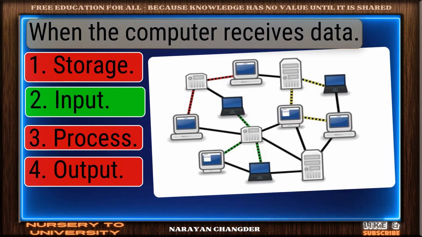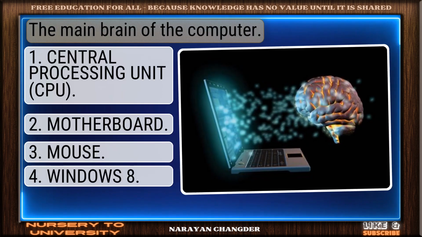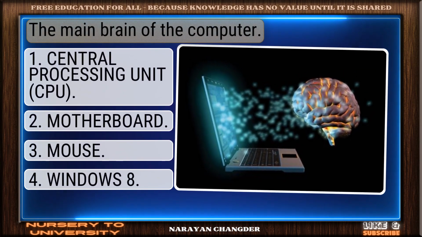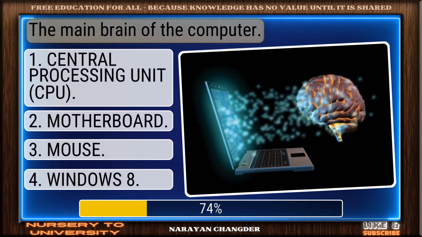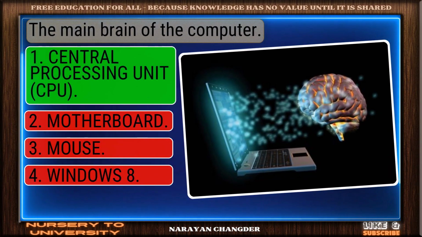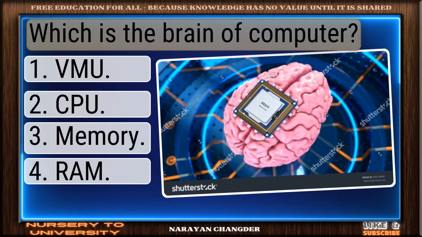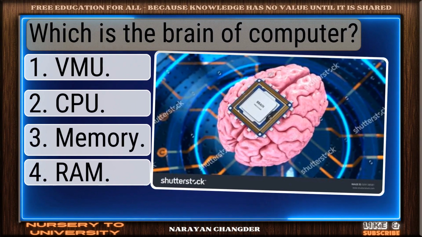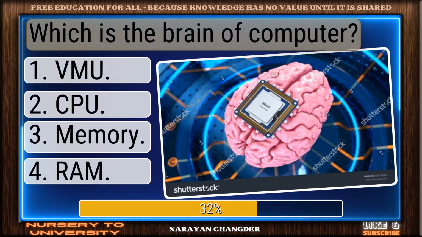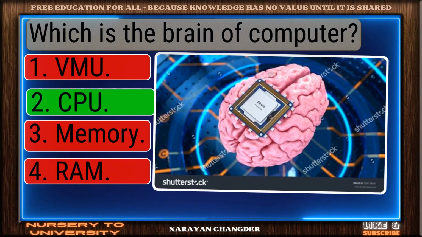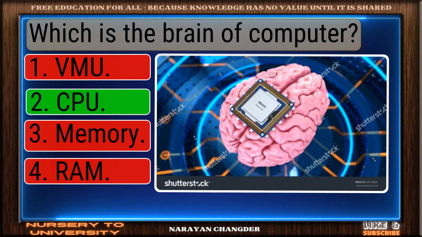Well done. Input is the right choice. Question number 44. The main brain of the computer. You got it. Your choice central processing unit is right. Question number 45. Which is the brain of computer? Exactly. CPU makes sense and it is right choice.